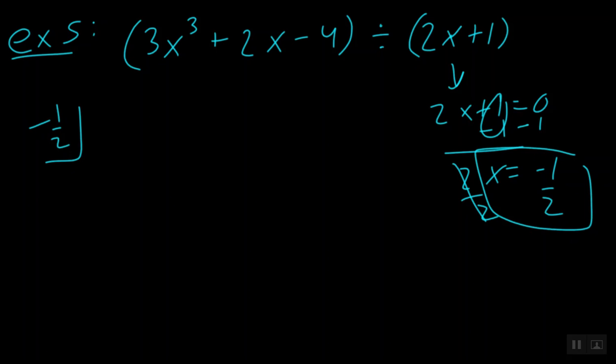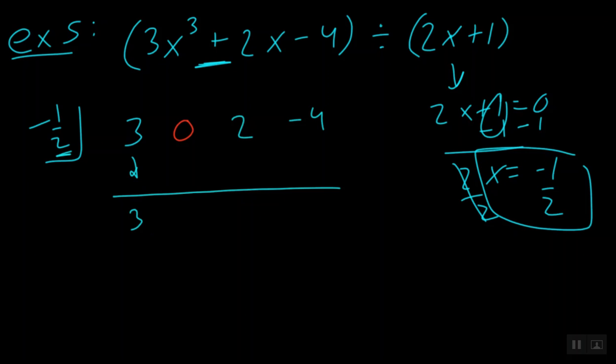All right, and now I write my coefficients. I see that I have a 3. I see that there's no x squared value, so I put a 0. And now I have 2 minus 4. And I drop my line. All right, well, I always drop my first term, my 3. And now we have negative 1 over 2 times 3, which will become negative 3 over 2.